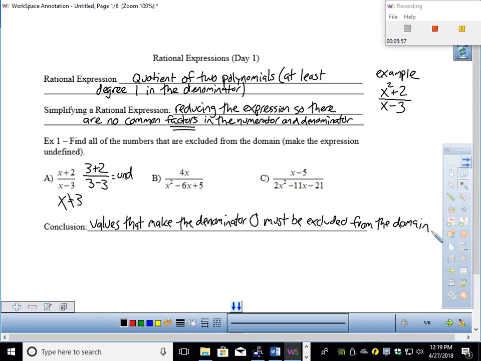All right, perfect. So the numerator is sort of irrelevant, because if the numerator is 0, 0 divided by anything other than 0 is going to give us 0. But it's the denominator that I have to be concerned about in the fraction.